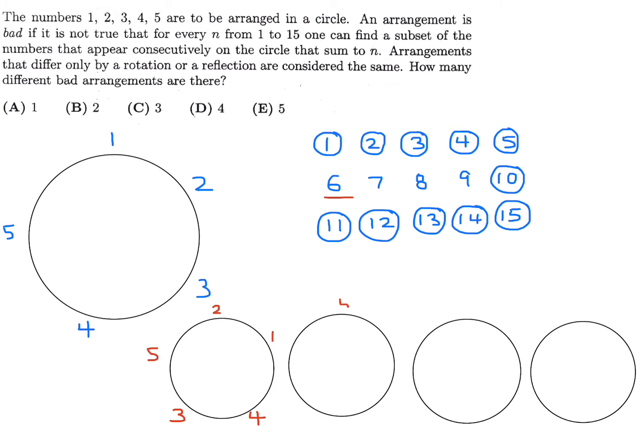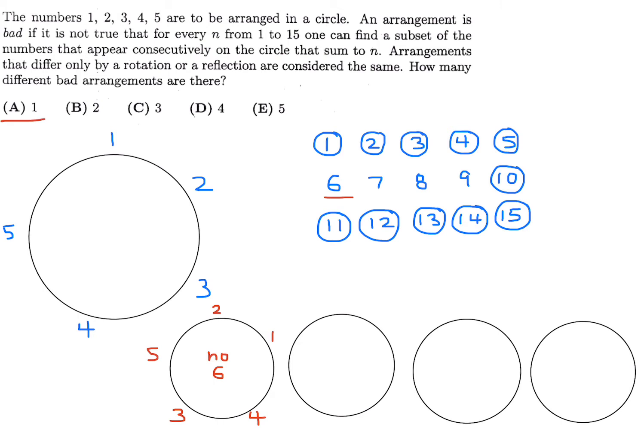If I had put the 5 and 1 beside each other, then I'd be able to get a 6. Or if I had put the 1, 2, and 3 consecutive, like that, then I'd be able to get a 6. But I purposely did it in a way so that the 1, 2, and 3 are not consecutive and the 5 and 1 are not side by side. So this gives me no 6. So that's one way of creating this bad arrangement, because it's not true that for every n from 1 to 15, one can find a subset of numbers that appear consecutively on the circle to sum to n. Okay, great. I got 1.